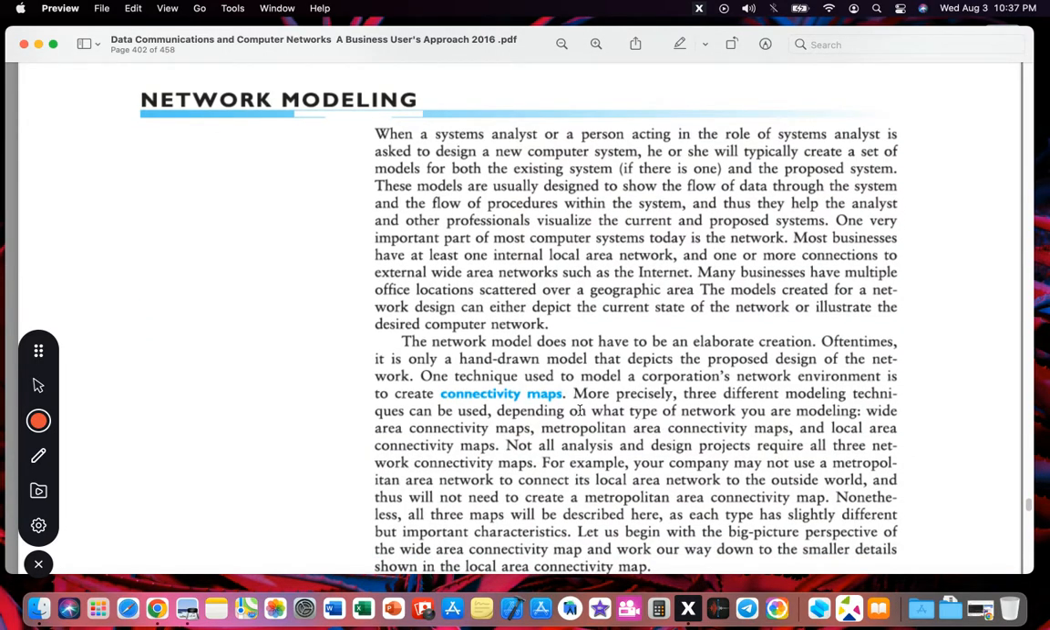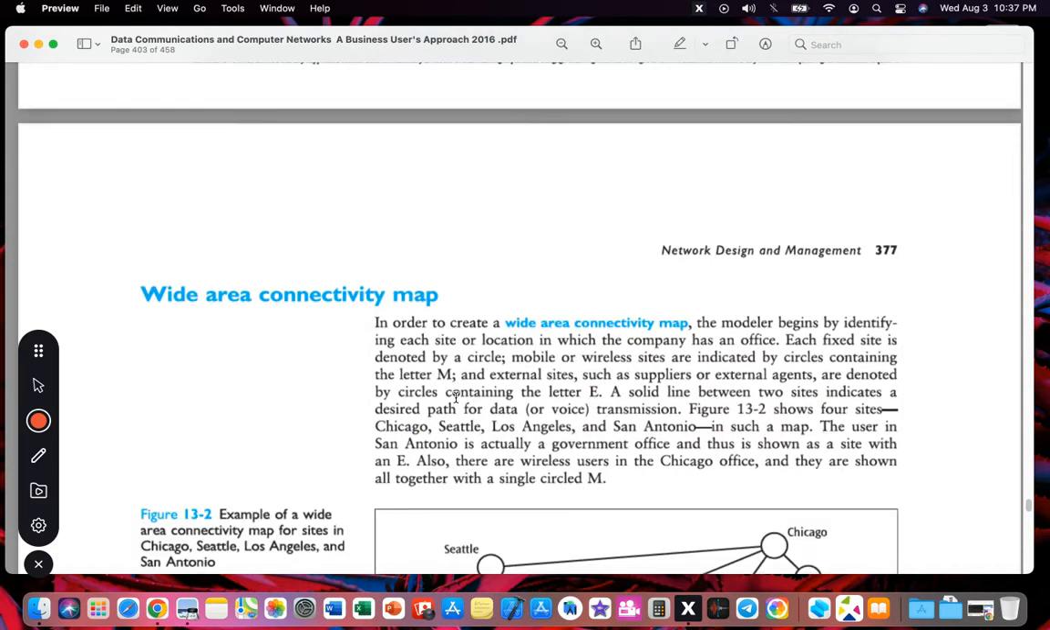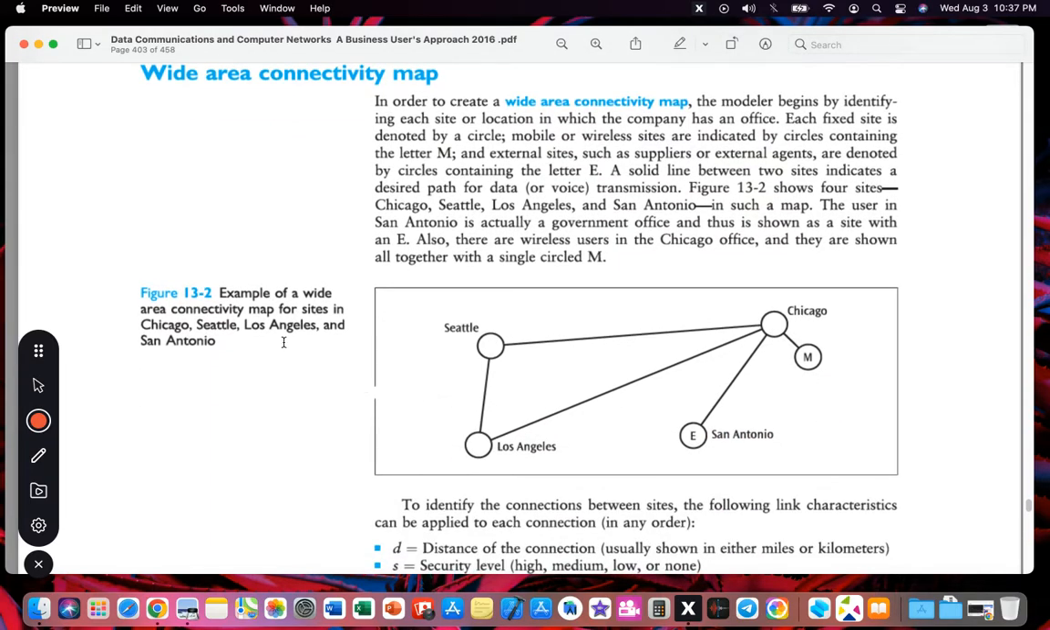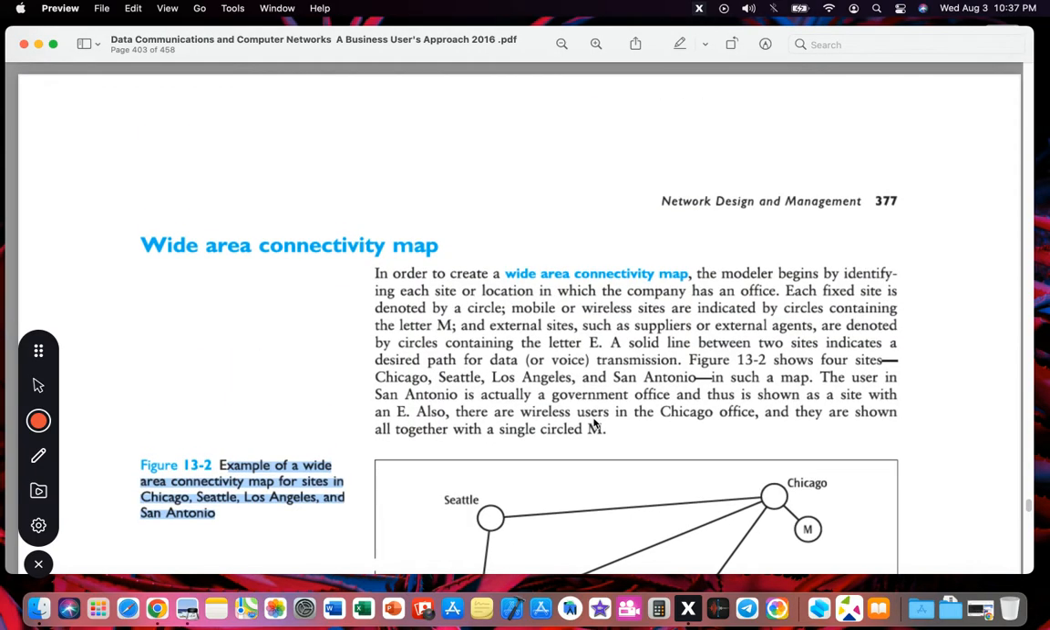Network modeling. The network model does not have to be an elaborate creation. Oftentimes, it is only a hand-drawn model that depicts the proposed design of a network. One technique used to model a corporation's network environment is to create a connectivity map. An example of a wide area connectivity map for sites in Chicago, Seattle, LA, and San Antonio.